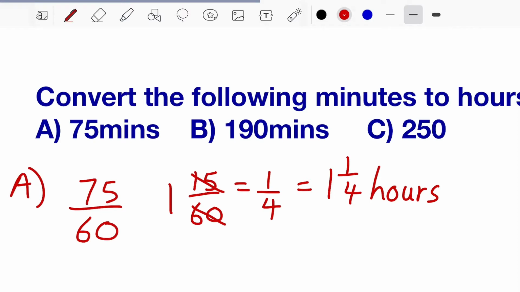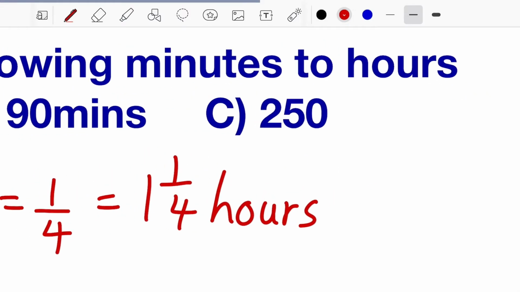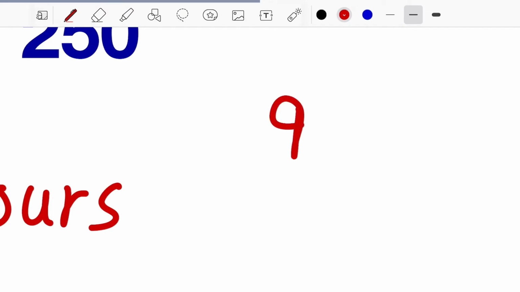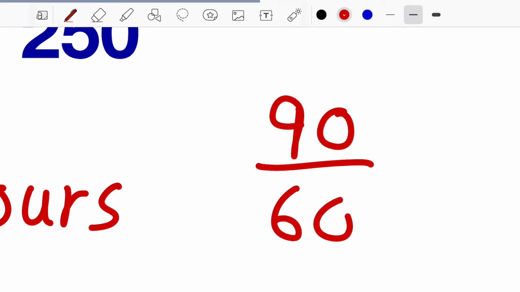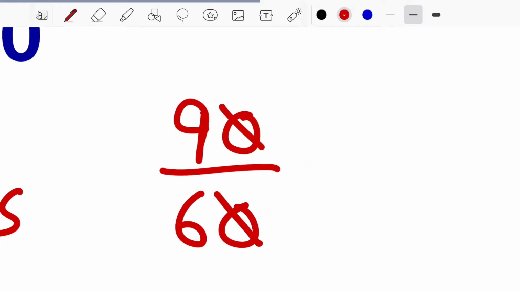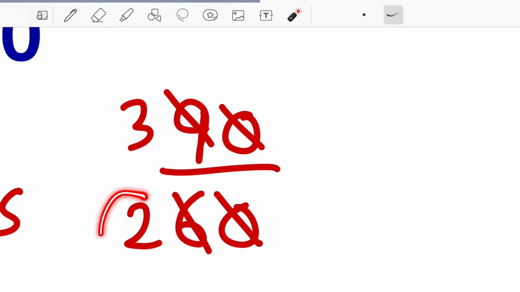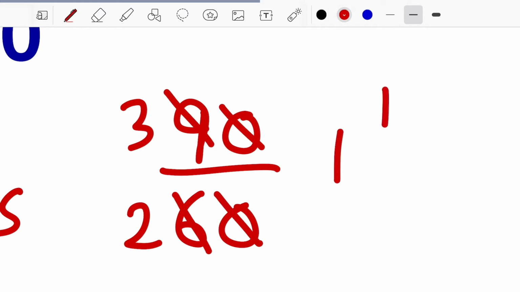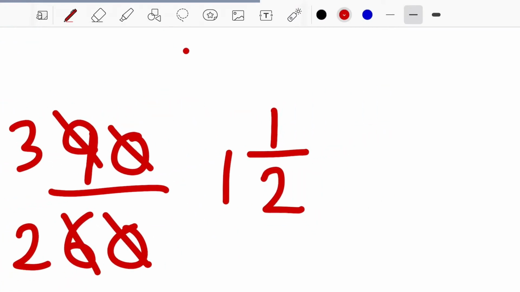Right, let's look at B. 90 minutes, sorry. Yes, 90 minutes. So we have 90 divided by 60. So we can cancel 1 and 0 on top with 1 and 0 below. 6, let's do 3 into 6 is 2. 3 into 9 is 3, so that's 3 over 2. We can say 2 into 3 is 1. Remainder 1. We're going to put that over the denominator, which is 2. So that's 1 1/2 or 1.5 hours.